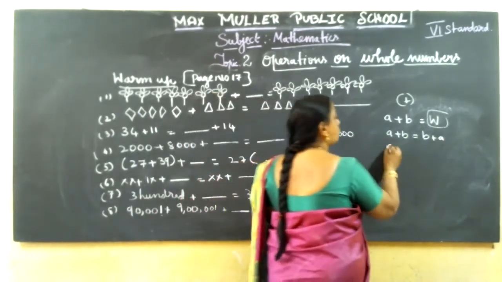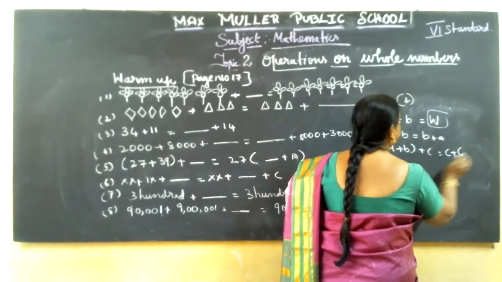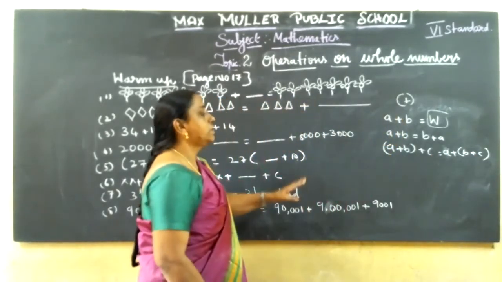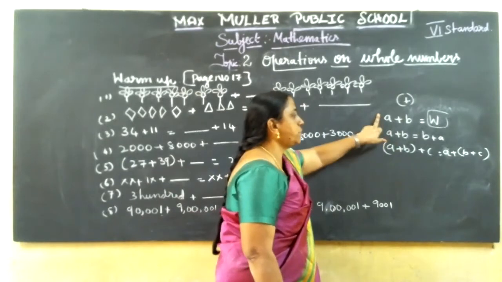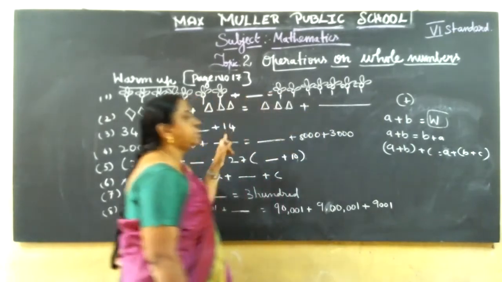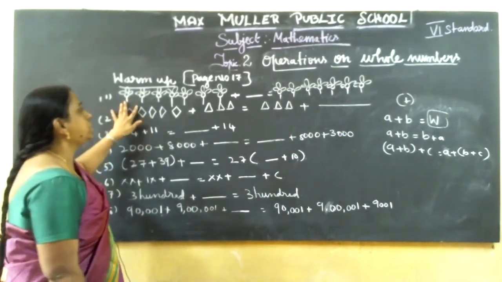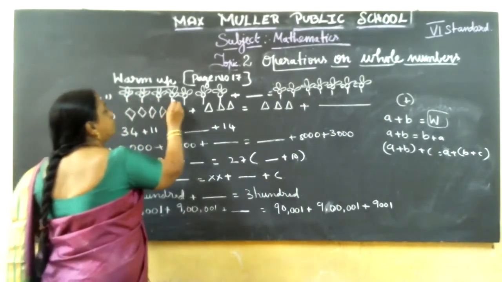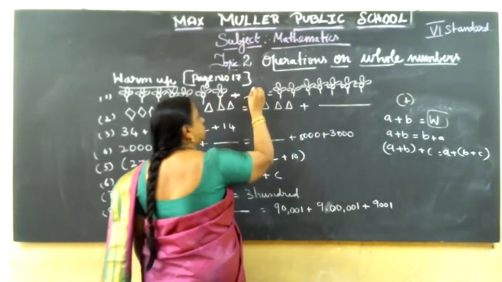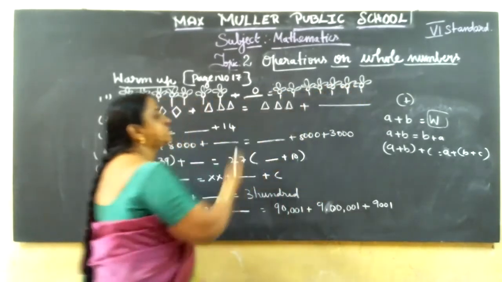Associative property means grouping the numbers. a plus b plus c, however you group, you will get the same answer. So all three properties, closure, commutative and associative, are closed under addition. Now we'll see this. How many flowers are there? 1, 2, 3, 4, 5, 6, 7. Here it is equal to 7. So what should you write here? 0. Here also 7. Now both sides we made equal.